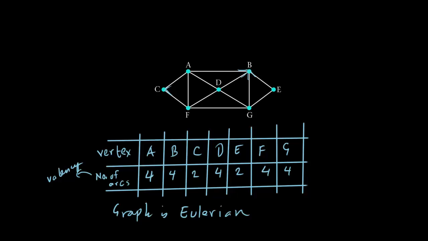So now let's traverse the graph. Since it doesn't really matter where we start, we will always be able to traverse it if it's an Eulerian graph, but we prefer to follow the alphabetical order. So we usually start from A. So if you want to traverse this, we can do this: A, C, F, A, B, E, G, B, D, G, F, D, A.